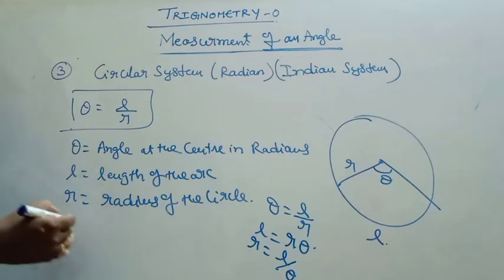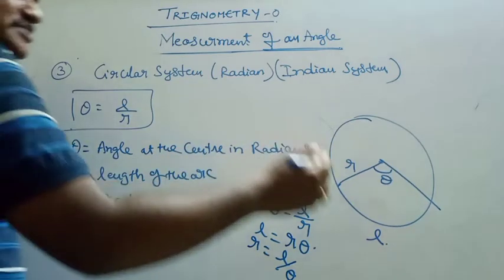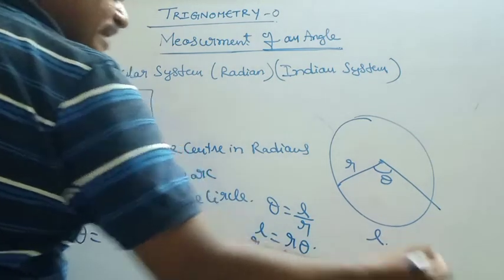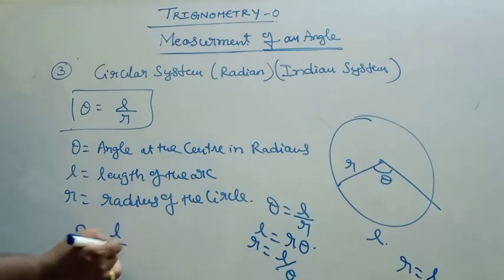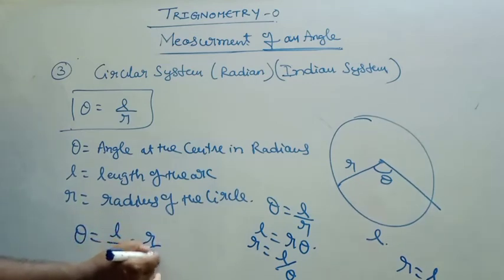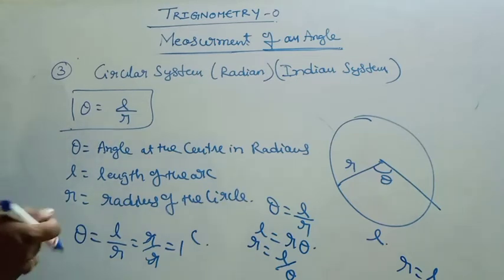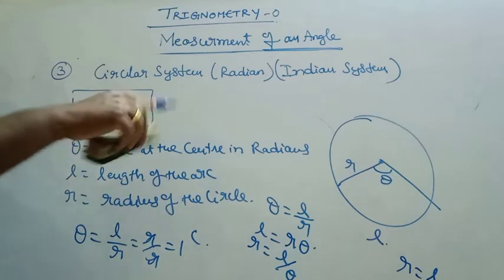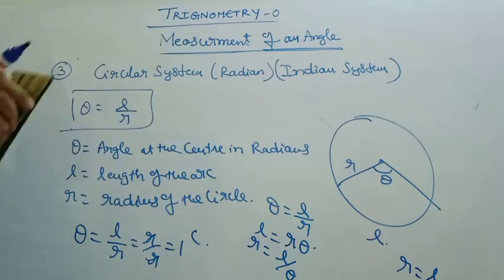Now as I told you, when R is equal to L, that is, when the length of the arc and the radius become equal, then L by R means R by R, which is 1. This is theta equal to 1 radian. Like this 1 radian is defined, and this is the relation connecting the length of the arc, the angle at the center in radians, and the radius.